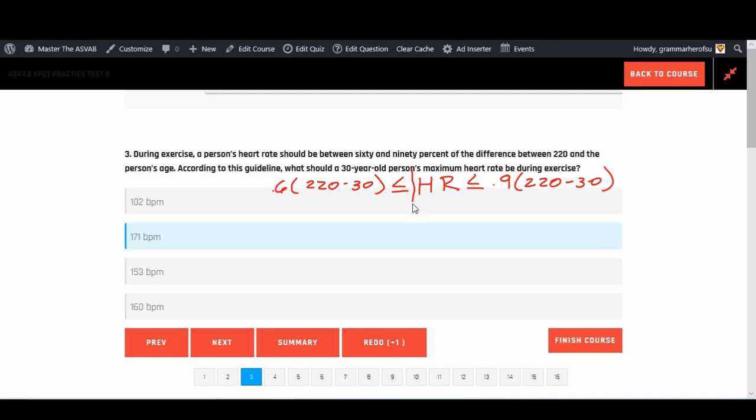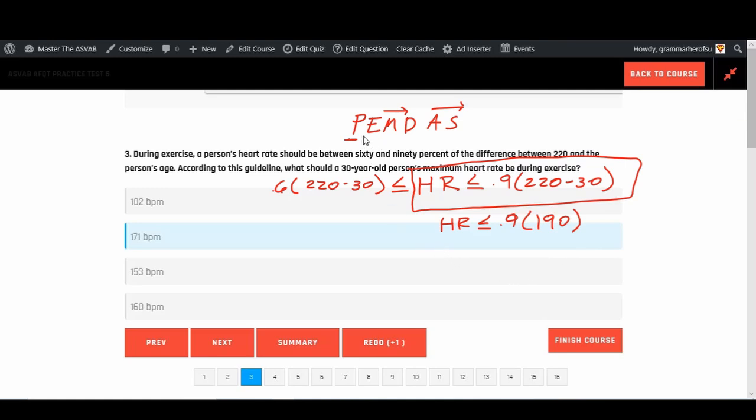In this case, we're looking for the absolute maximum heart rate. So we're just going to focus on this side of the inequality. And as you can see, we just have some simple math to do to get this one. If you remember the order of operations, you always do, please excuse my dear Aunt Sally. That is, you do what's in parentheses first, exponents next, multiplication and division from left to right, and addition and subtraction from left to right. In this case, we do have parentheses, so we're going to start by working out what's in parentheses first. So again, we have HR less than or equal to 0.9, and we're going to be able to do this one in our head. 220 minus 30 is going to be 190.